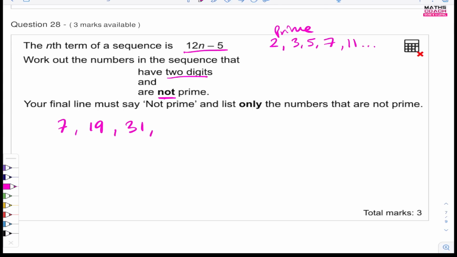So 31, we have next when we put 3 in there. So 12 times 3 is 36, take away 5 is 31. And then I'm going to put 4 in there.